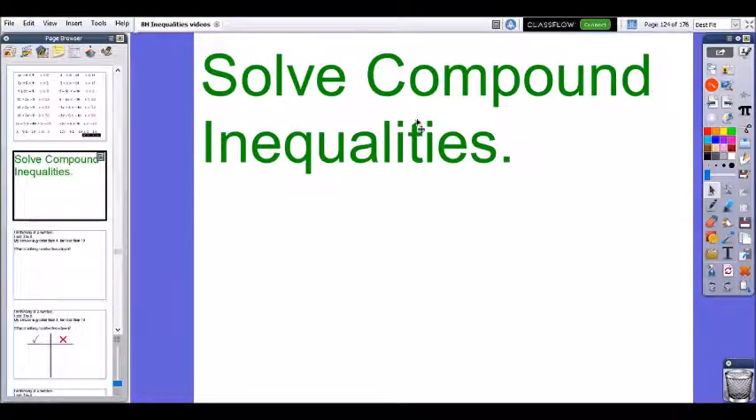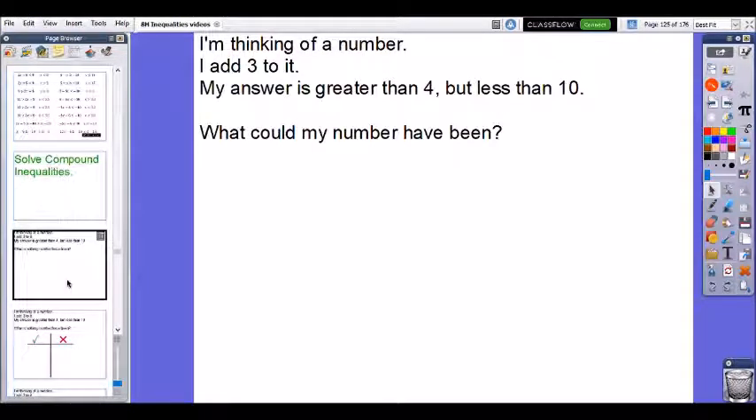Today we're going to be solving compound inequalities. Let me show you what this means. So let's say I'm thinking of a number, I add 3 to it, and my answer is greater than 4 but less than 10. My question to you is, what could my number have been?